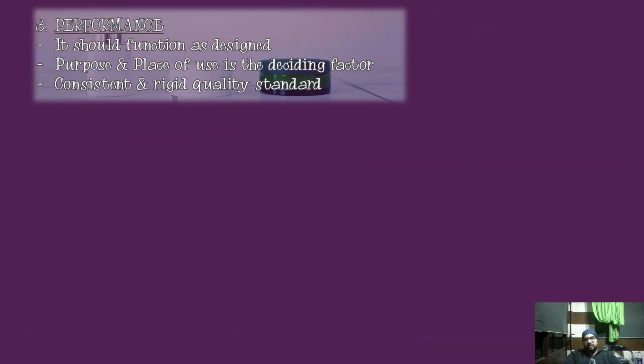The second function of the packaging is the performance. Now, what is the basic function of a package? It is a protection function. The idea behind performance is that the package should perform the function as designed. If the package function is to protect, then the package should protect the product from any kind of damage. Obviously, the purpose and place of use is the deciding factor. What the performance of my package will be depends upon the purpose and the place.